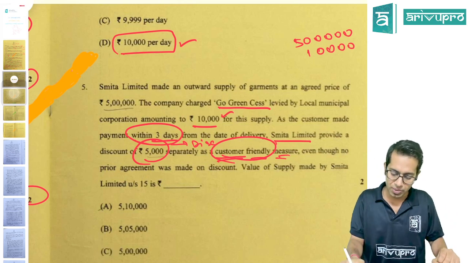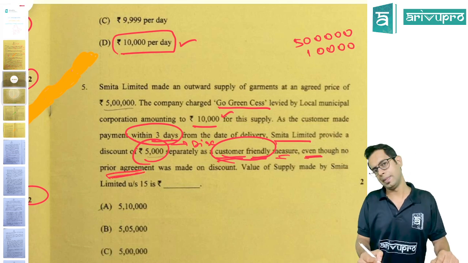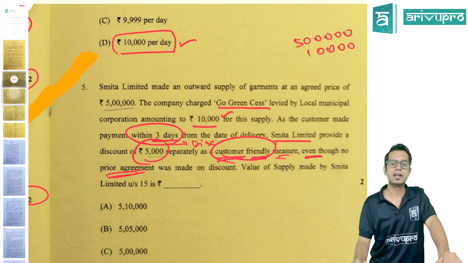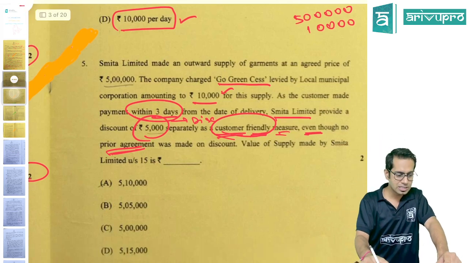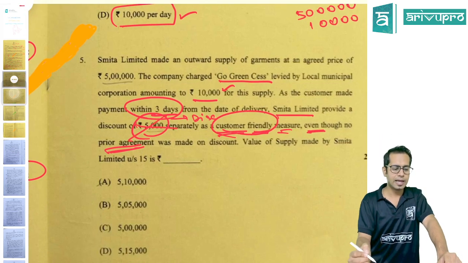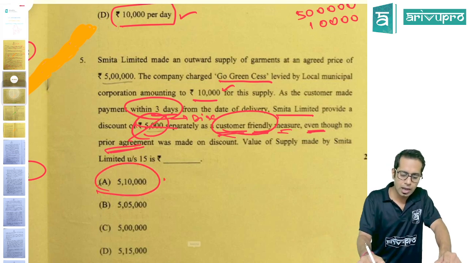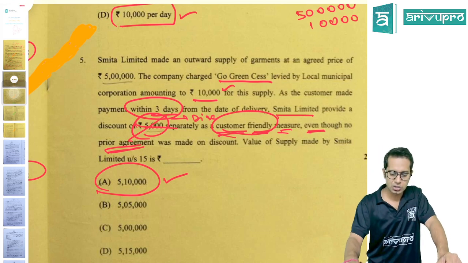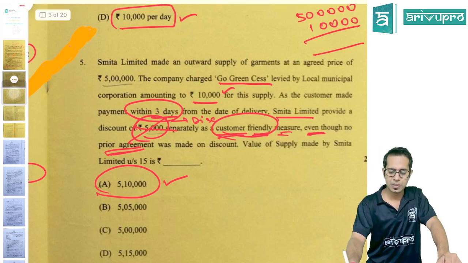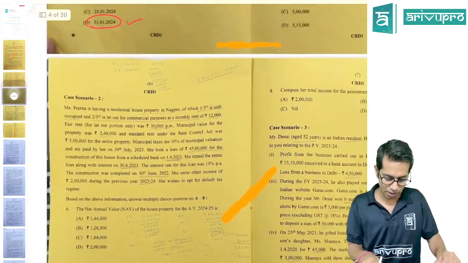Now what is the point telling? This discount was given even though there was no prior agreement. So the condition specified under section 15 subsection 3 is not satisfied. Therefore, will this discount be excluded from value of supply? Answer is no, sir. Therefore, our answer, the value of supply in the present case, is how much, sir? 5,10,000 rupees. 5,10,000 is the right answer. So this is also for 2 marks. You will have to write the provision along with this.